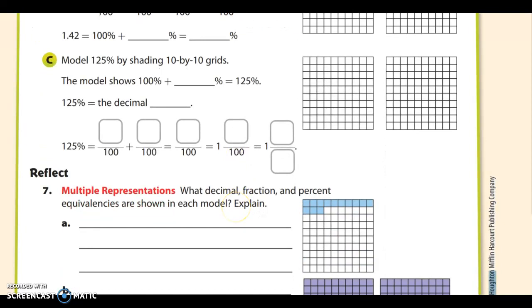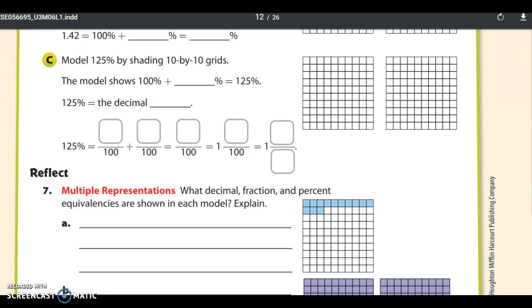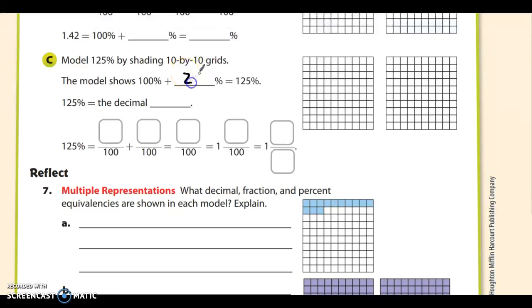Question C reads, model 1 and 125% by shading 10 by 10 grids. The model shows 100% plus 25% equals 125%. Let's do that right now. 100% is an entire grid shaded. And then 25% is going to be 2 and 5, 25. That's 125. This is 100. This is 25. You add them up, you get 125.